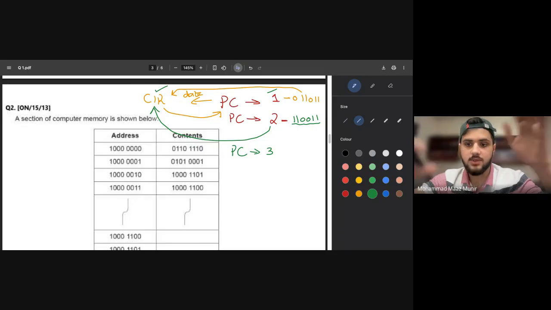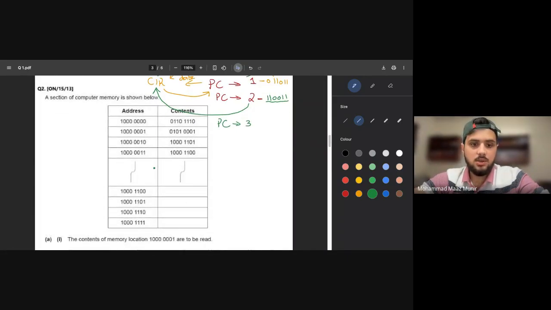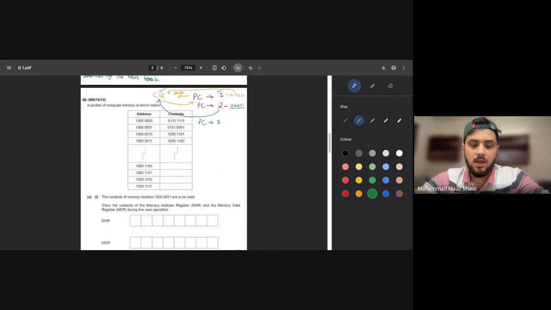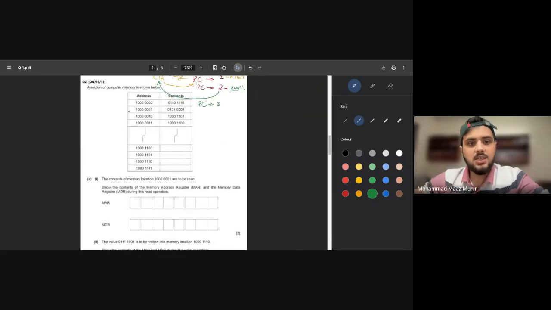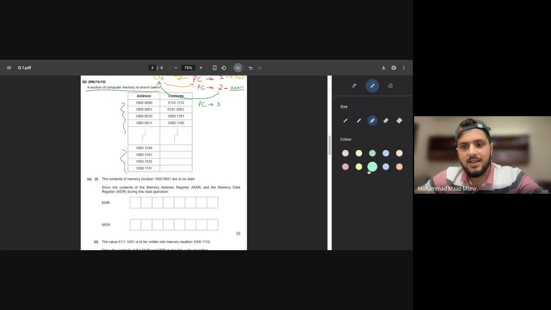Thank you, Afsar. So now continuing with the same question, question number 3 is basically talking about MAR and MDR. It says that a section of computer memory is shown below. ये हमारे पास addresses हैं, सही है, and then these are content, which basically means कि यार जब आपका जो address number 1000001 है, उस point पे जब आप memory में जाओगे, आपका ये data store है. Now it is saying कि यार the content of memory location this are to be read. You need to just show कि यार MAR के अंदर क्या जाएगा and MDR के अंदर क्या जाएगा.